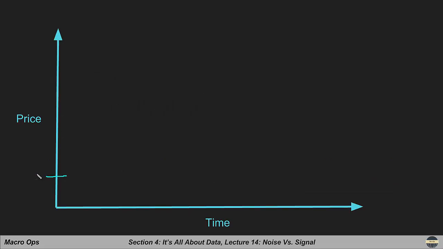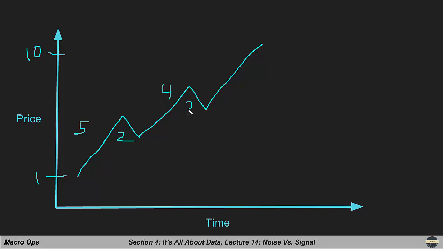So let's say we have a stock that goes from 1 to 10, and the path is up 5, down 2, up 4, down 2, up 4. Now let me draw this on here really quick so it's easier to tell. And up 4. So we went from 1 to 10, and we got that by going up 5, minus 2 is 3, up 4 is 7, minus 2 is 5, up 4 again. So we traveled a total of 9 points.